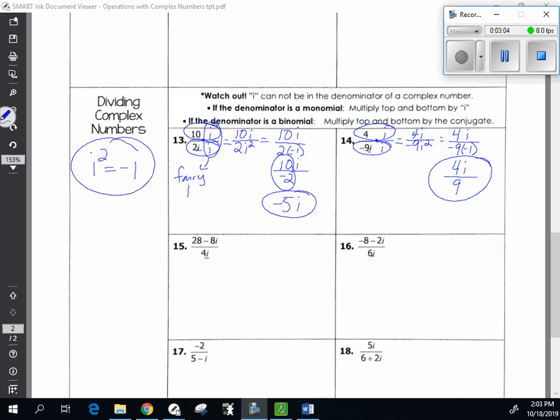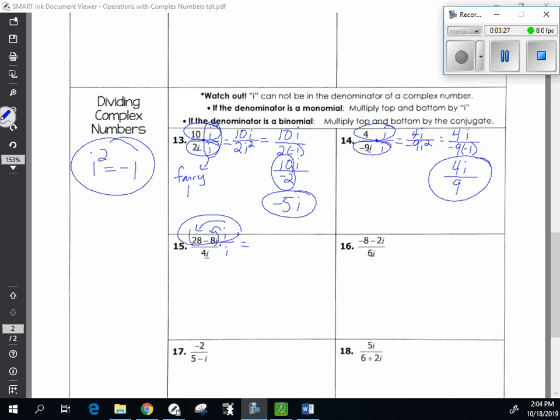Number 15, a little bit of a catch. I still do the same thing. My problem is still the denominator, so you don't ever need to look at the numerator. I'm still multiplying by i over i. In this case, just a little bit of distributive property. So I multiply the top, I do distributive property.